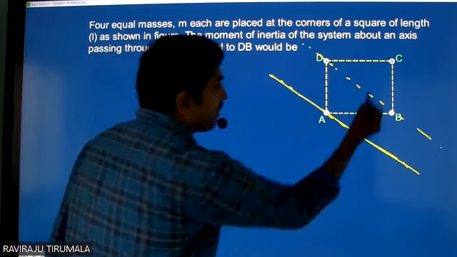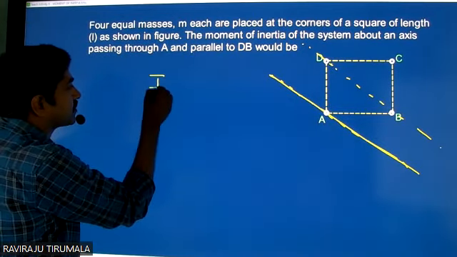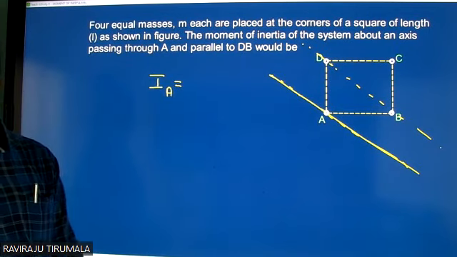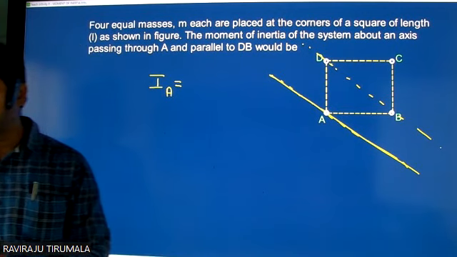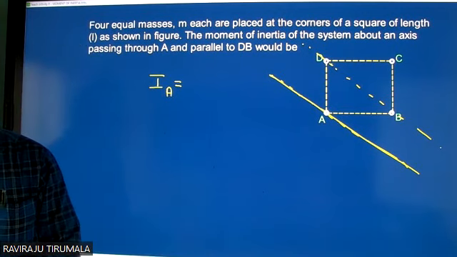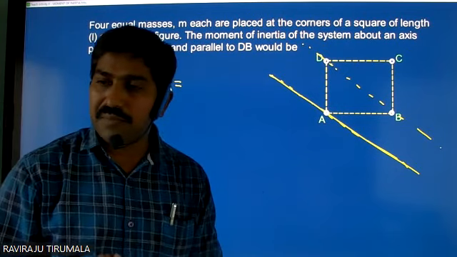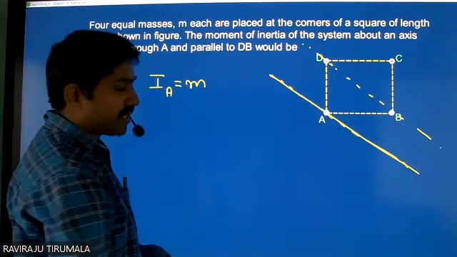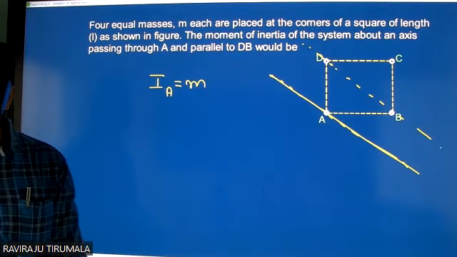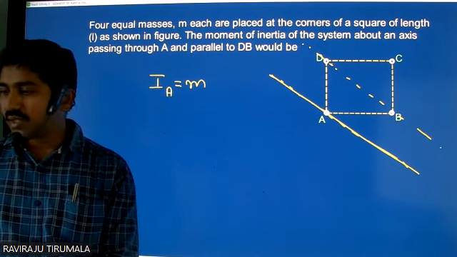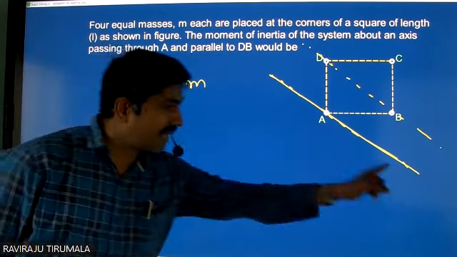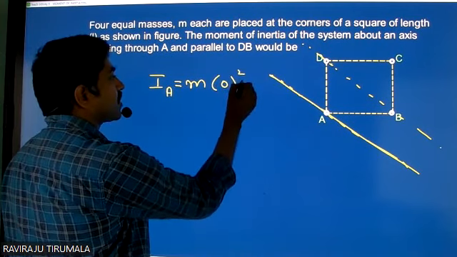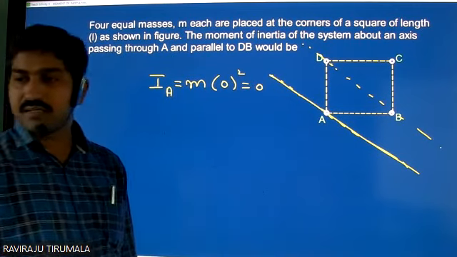Now, individually for each particle, you calculate moment of inertia. What is the moment of inertia of A? What is the formula for individual particle? Moment of inertia formula? I equal to mr square only. Na? What is the mass of particle A? Small m only, given m. What is the perpendicular distance in case of A? 0. Because particle A is on the axis. So perpendicular distance will be 0. So moment of inertia totally will be 0.